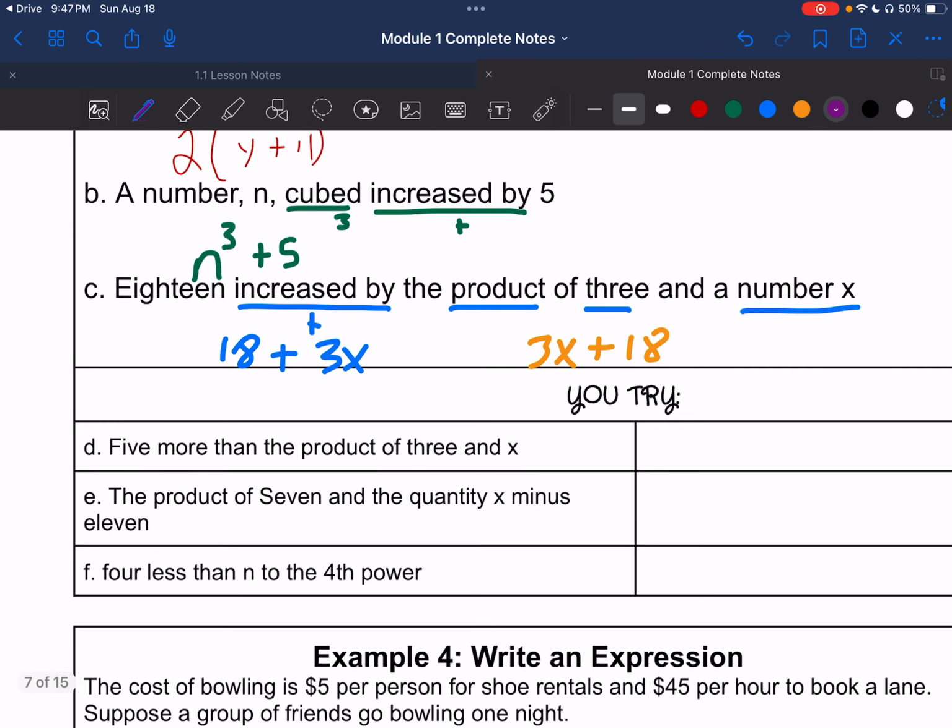All right, now we've got 3 you-try problems. Please go ahead and do those 3. Pause the video, come back, and check your work when you are done.